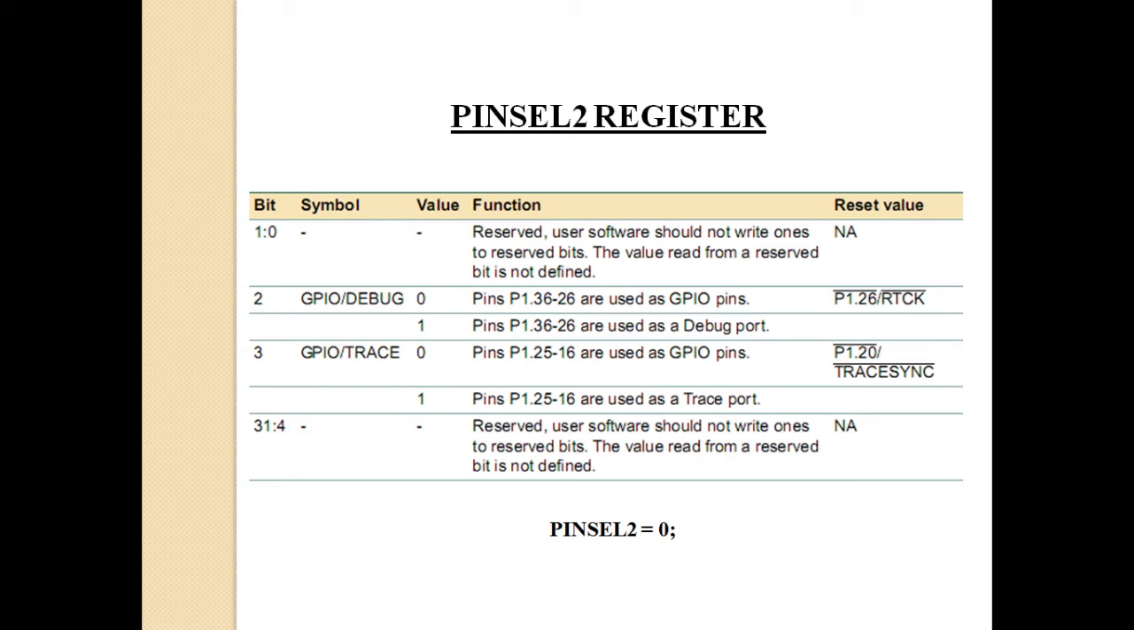You are configuring only 2 bits. So here 0 means it is hexadecimal 0 or decimal 0. That means actually 32 bits will be there. All the 32 bits you are configuring as 0. That is what is meant by the 0 actually. So by writing PINSEL2 equals 0, you are configuring the functionality as GPIO.